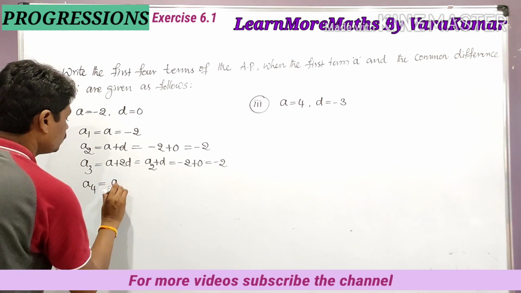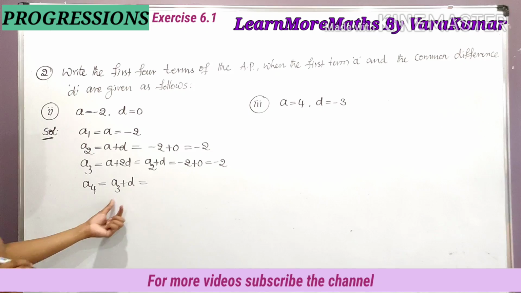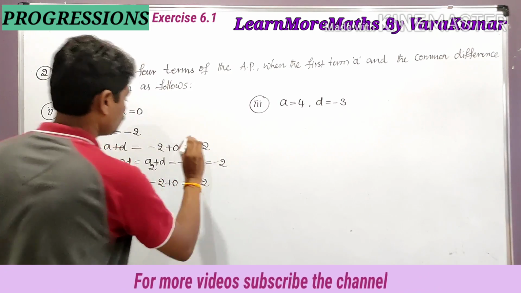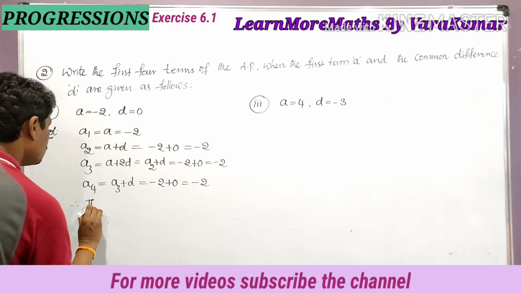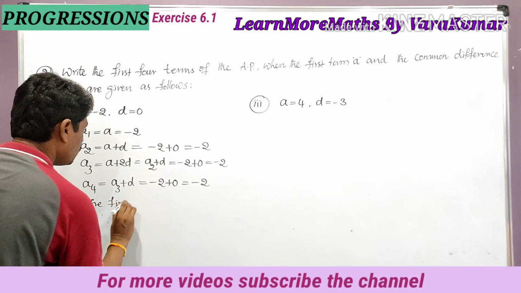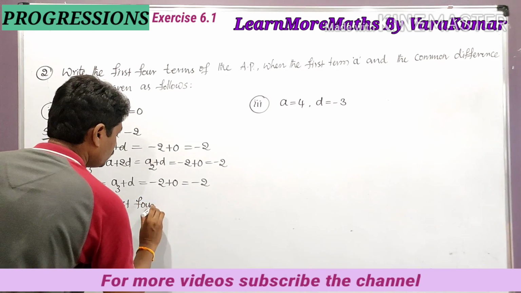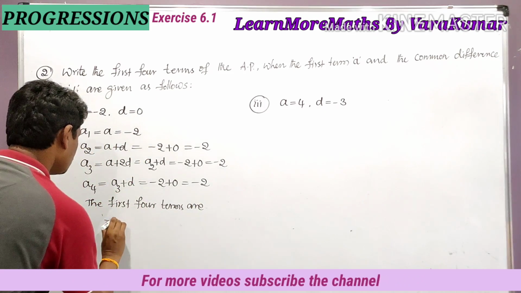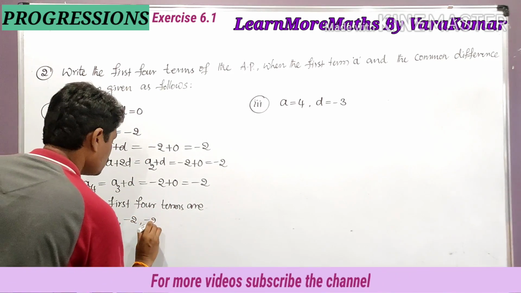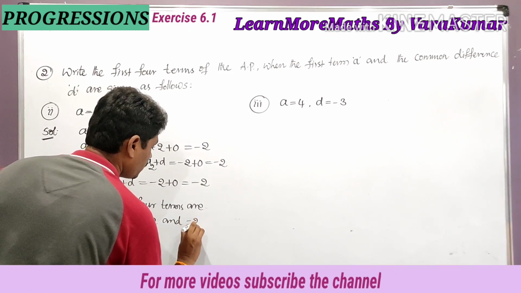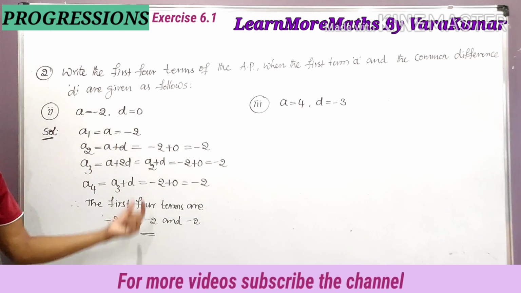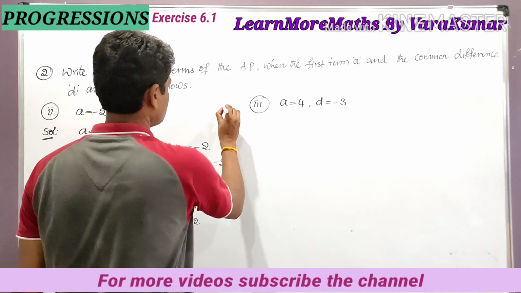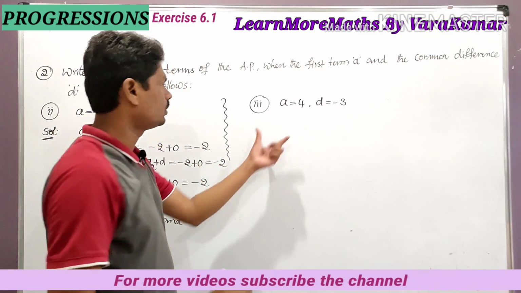a4 is equal to a3 plus d, student. a3 value is also -2, d value is 0, so it is also -2. Therefore the first 4 terms are -2, -2, -2 and -2. Since the common difference is 0, all terms are equal here. So this is the second bit in the second problem. So next, the third bit.